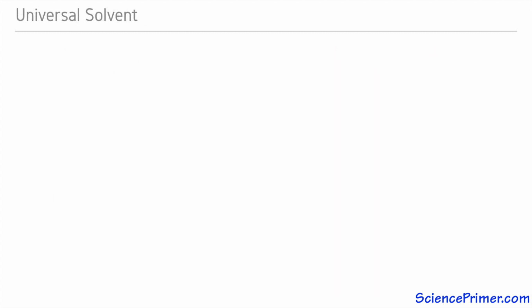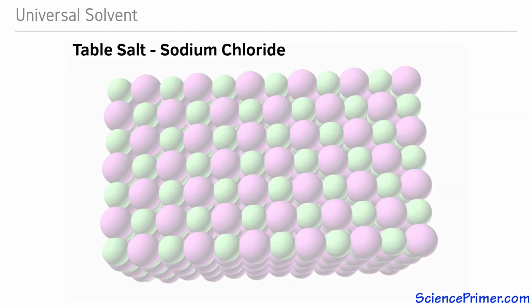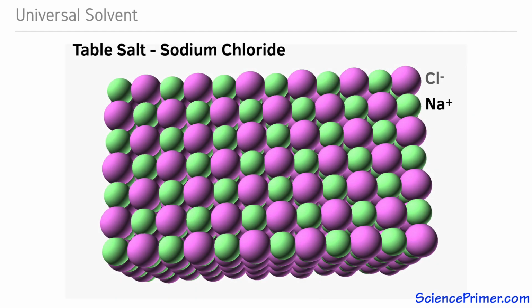Water is called the universal solvent, and like these other properties, it is water's polar nature and its ability to form hydrogen bonds that make it such a good solvent. Water is particularly good at dissolving ionic bonds. Take common table salt, which is a solid made up of sodium and chloride ions connected by ionic bonds.